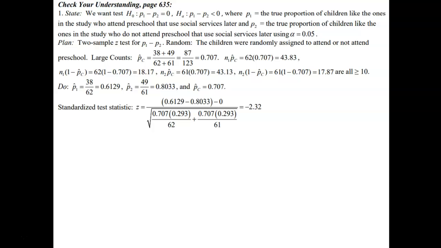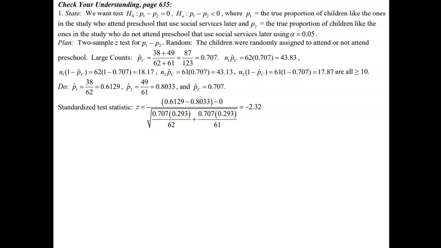All right, so now we're going to plan it. We're going to do a two-sample z-test for the difference in proportions. They were randomly assigned to groups. So that's the randomization issue. And then they didn't have to worry about the 10% condition, because there was no need for the independence, the with or without replacement issue, because they assigned all of them to a group.